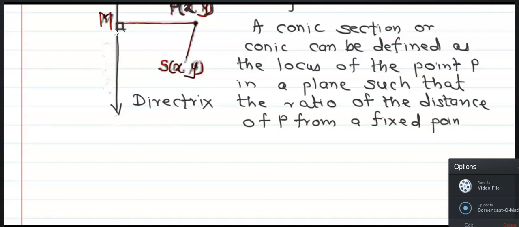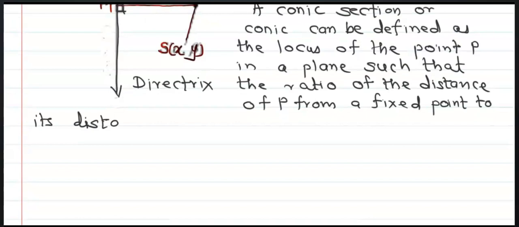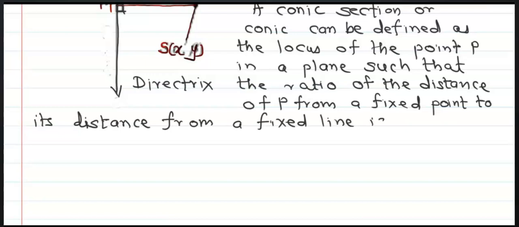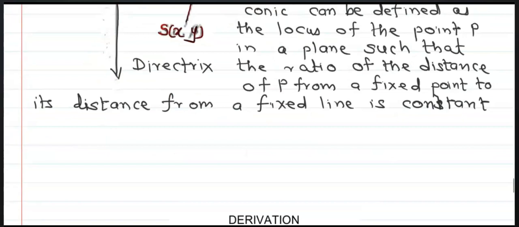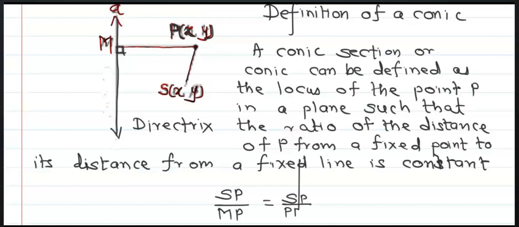A conic section or the conic can be defined as the locus of the point P. Locus means what? If you take the point P here, then measure this distance SP, PM, again next point P, SP, PM. The ratio must be constant every time, and if we join all the points, then you will get the locus in a plane such that the ratio of the distance of P from a fixed point to its distance from a fixed line is constant, SP upon PM. That is a constant.